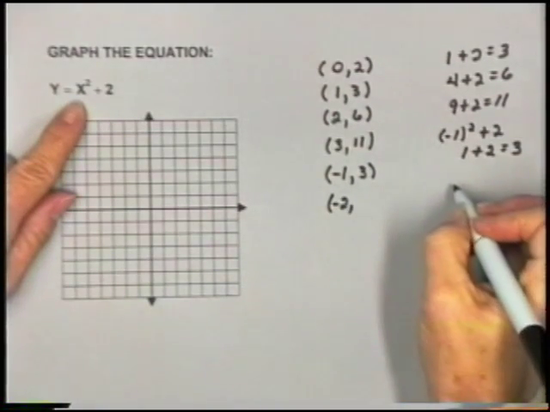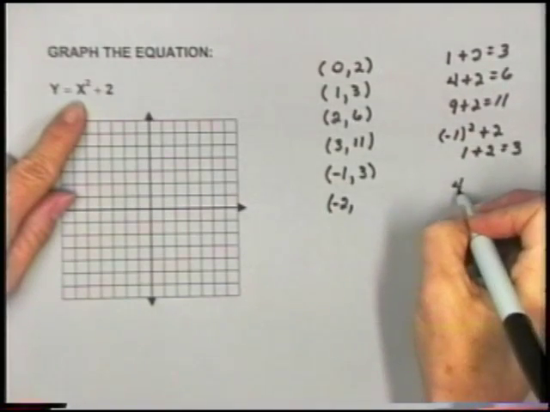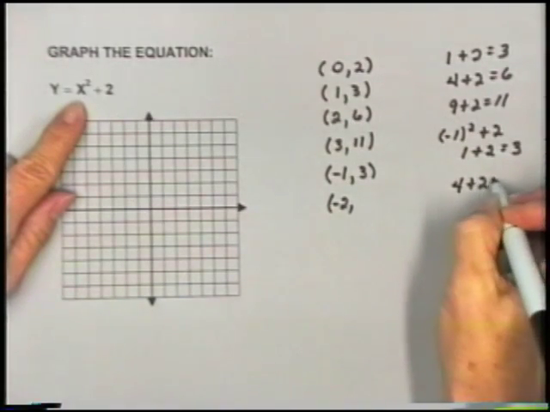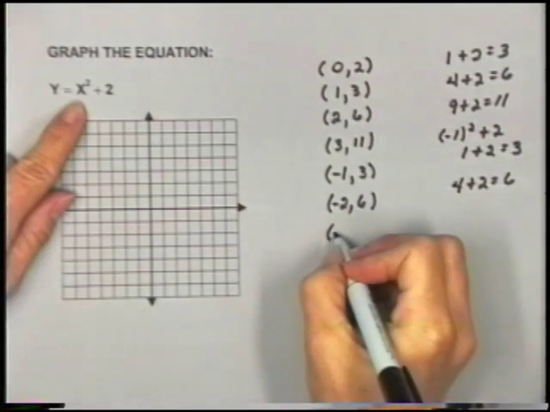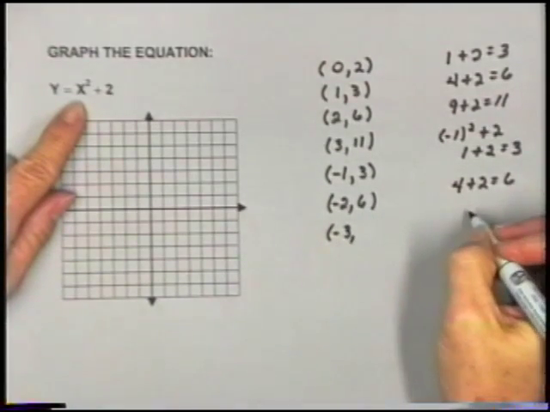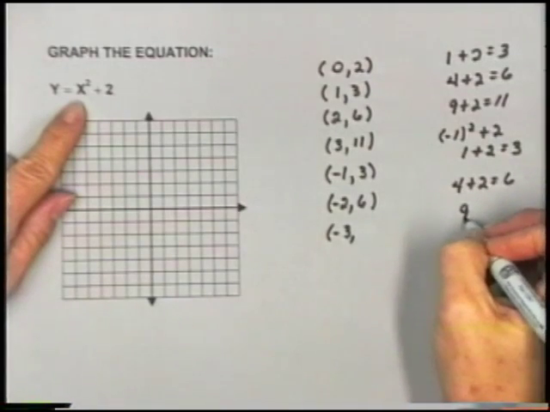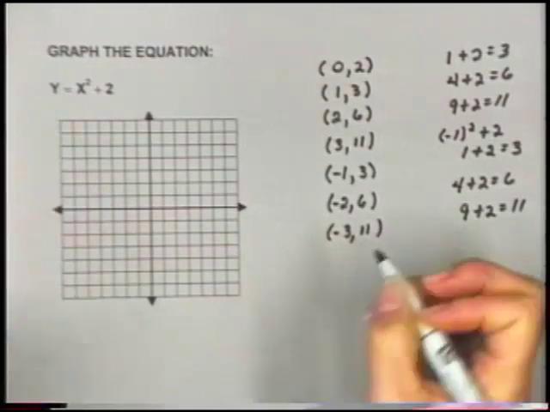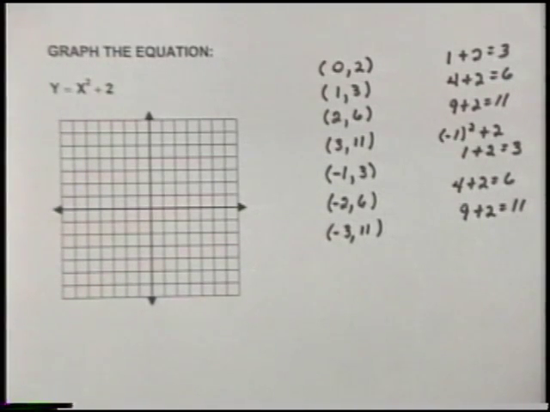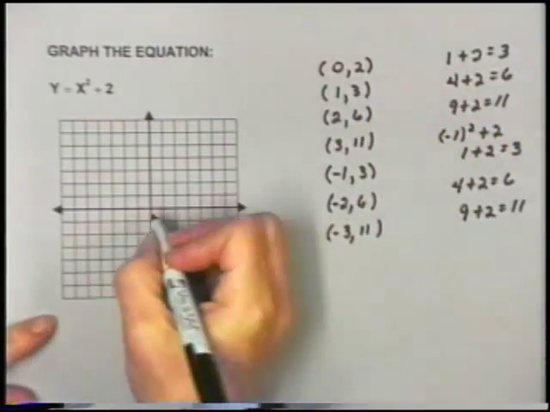Well, what about x equals negative 2? If you square negative 2, you get a positive 4, plus 2 is 6. What about negative 3? Are you seeing what's happening here? If we square negative 3, we get a positive 9, plus 2, which is giving us a y value of 11 again. Let's plot these points and see what's happening here.